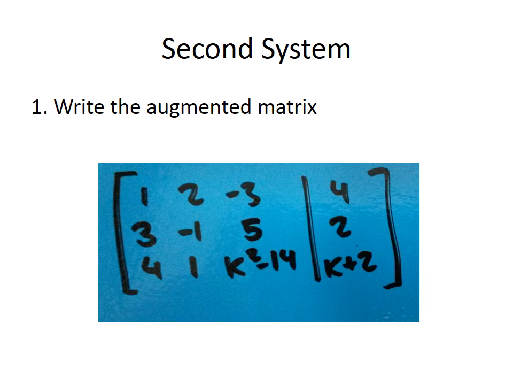So the first step again is to write the augmented matrix, and you can do this by taking the coefficient of each variable in the system of equations.